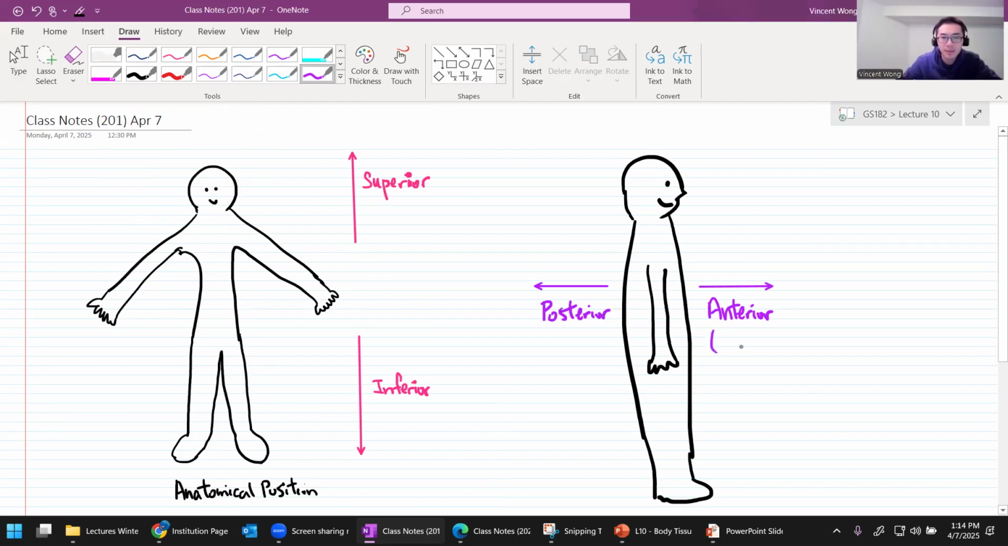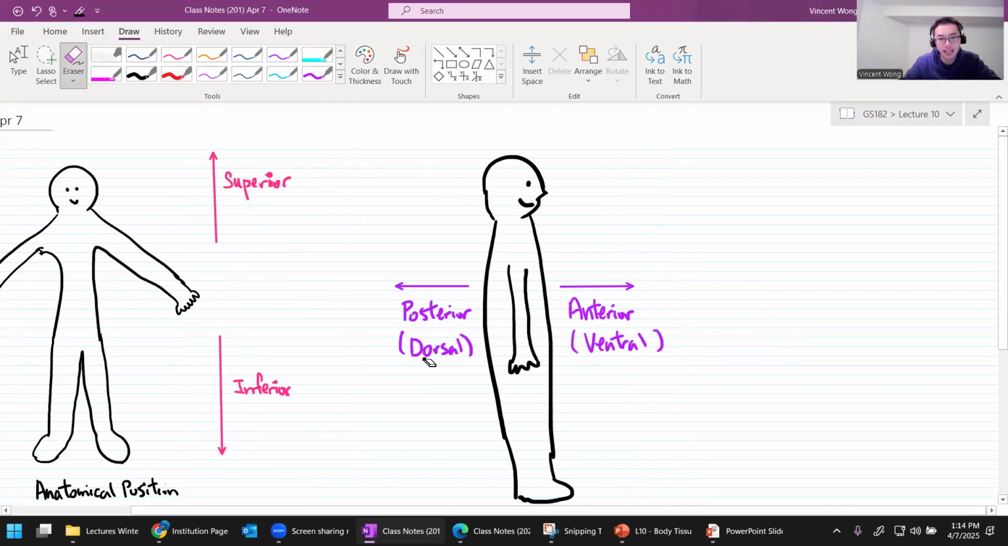Now, sometimes anterior is also called ventral, and then posterior is called dorsal. Dorsal. Okay. Anterior, ventral, posterior is dorsal. Now, in humans, it's the same. Ventral actually means the tummy, where the abdomen is. Dorsal is like the back, but it's not always the same for every organism.